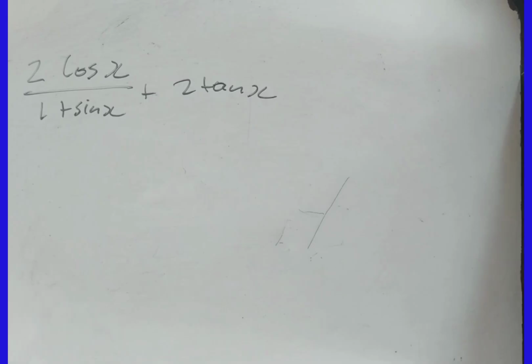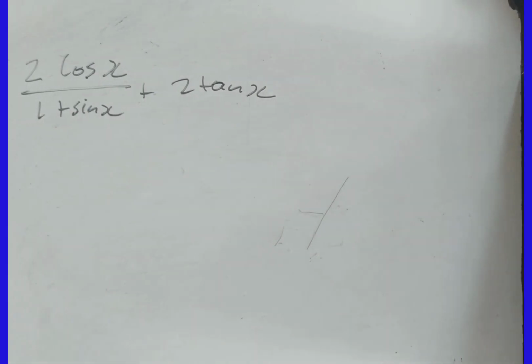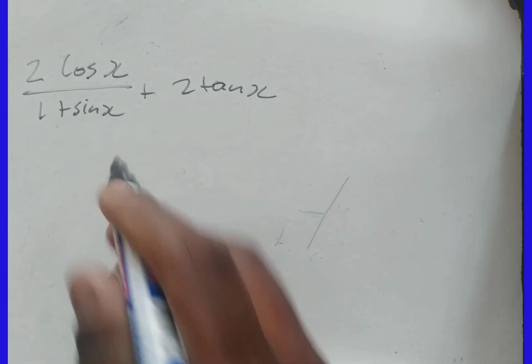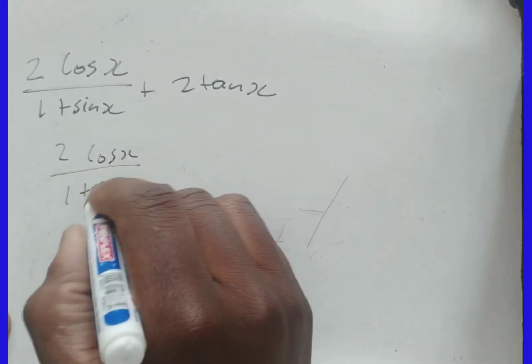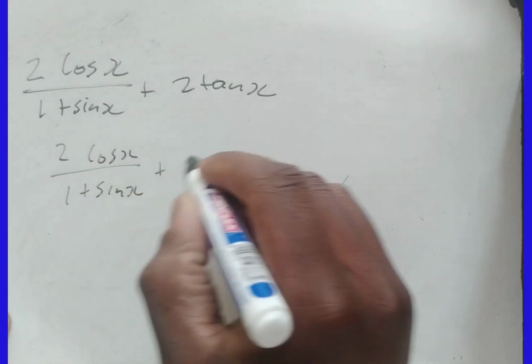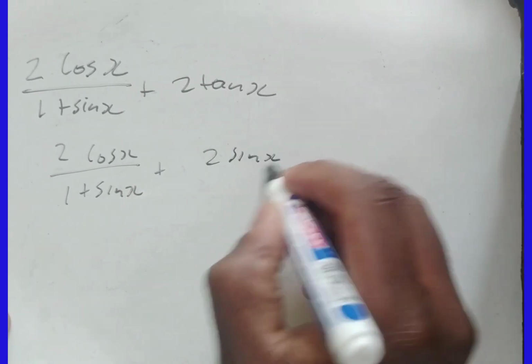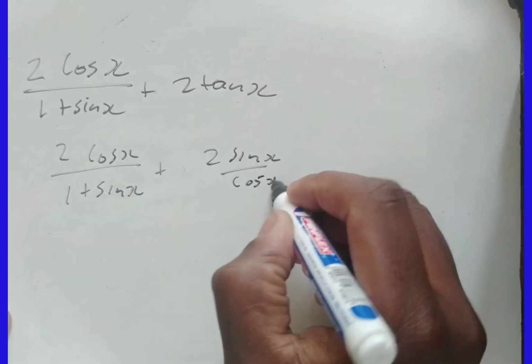Here is the last example. So when you look at this, remember, when you see tan, have the consciousness of changing tan, right? So whenever you see tan, have the consciousness of changing tan into sine over cos. So this becomes 2 cos x over 1 plus sine x plus 2 sine x over cos x. So notice I changed it, right?